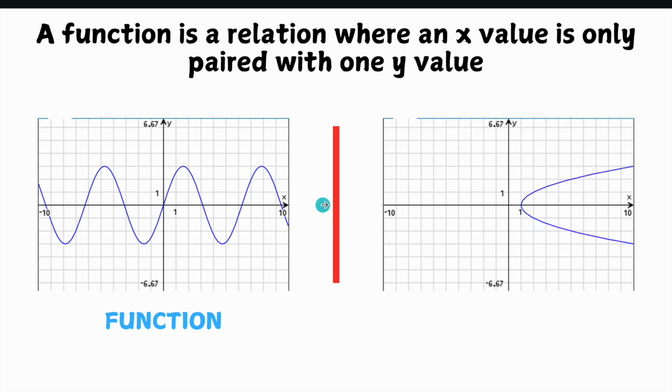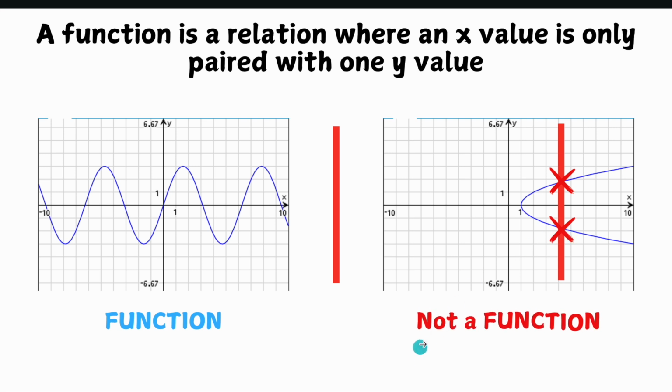Now here I'm going to do exactly the same with my vertical line throughout my graph, and I'm going to find that my line touches this line here and here. The same vertical line touches 2 points. This is why this will not be a function.